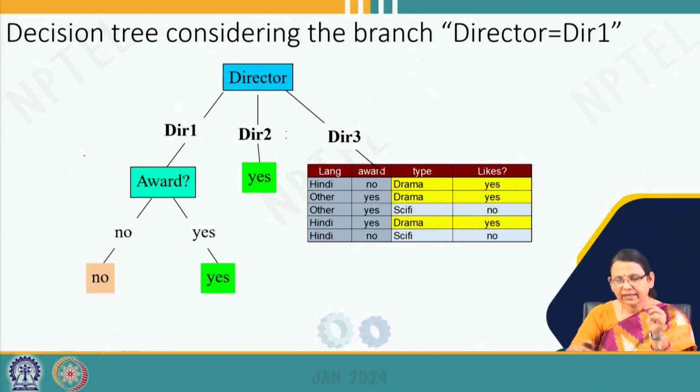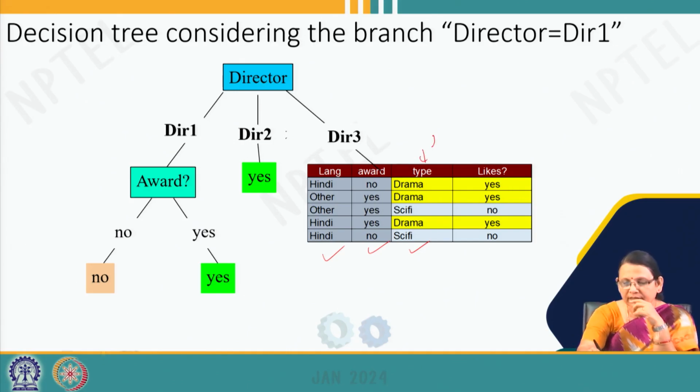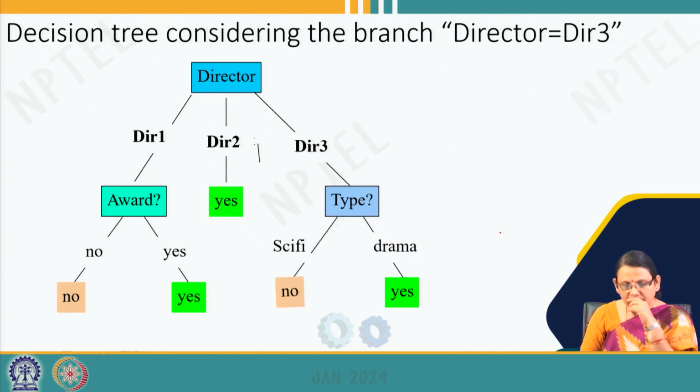So here again we have to test with language, award and type. And it turns out that type gives the highest gain. So, and we can see when it is drama type, the person likes the movie, otherwise he does not. So, our full tree is made.